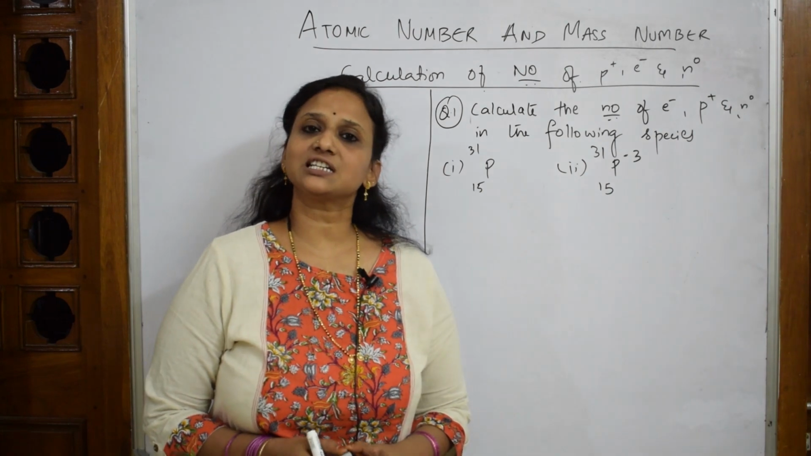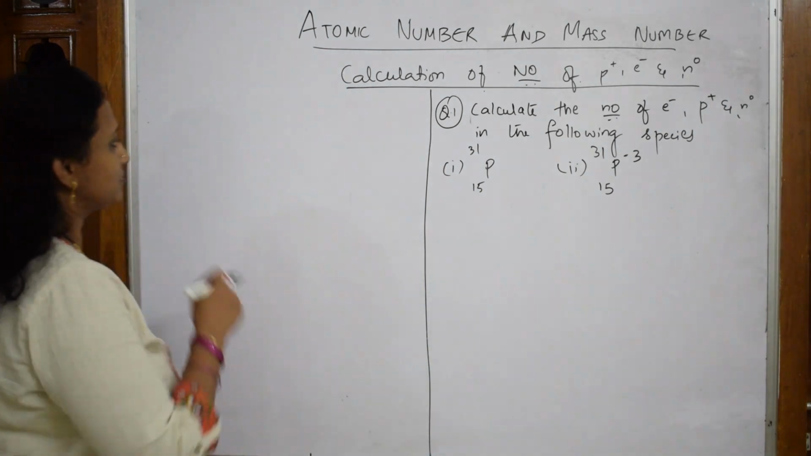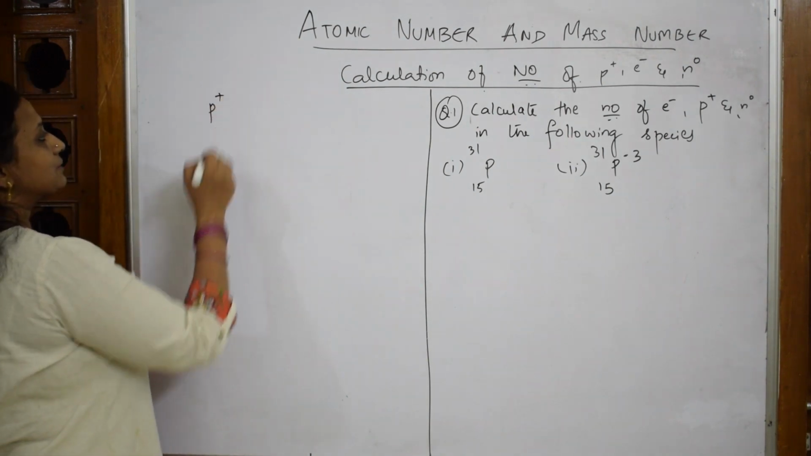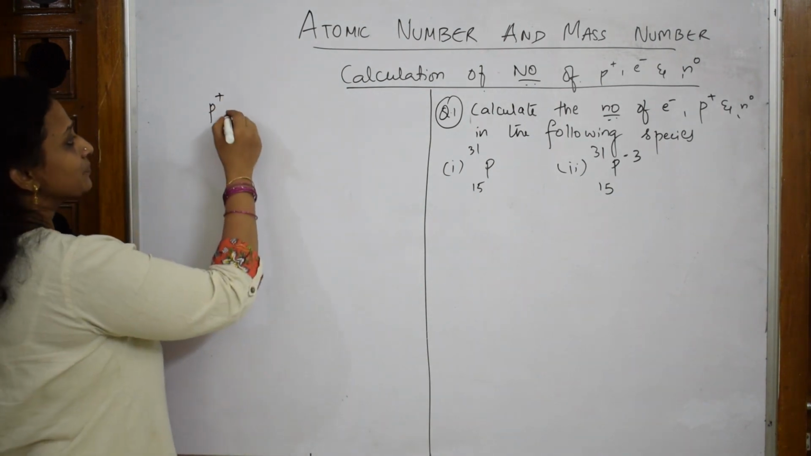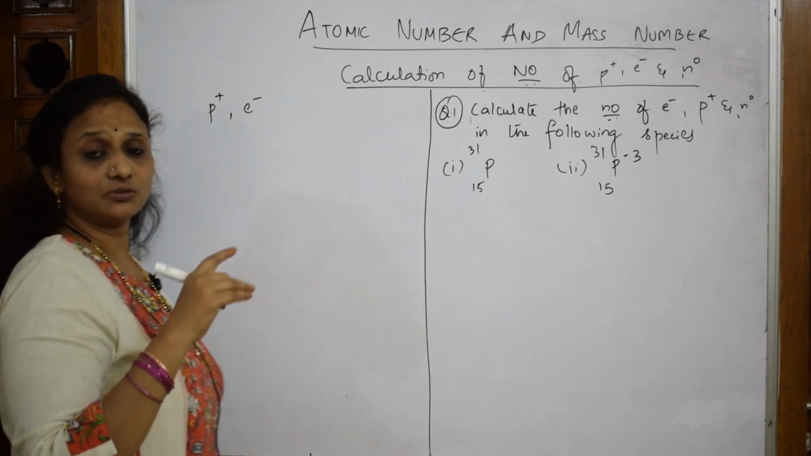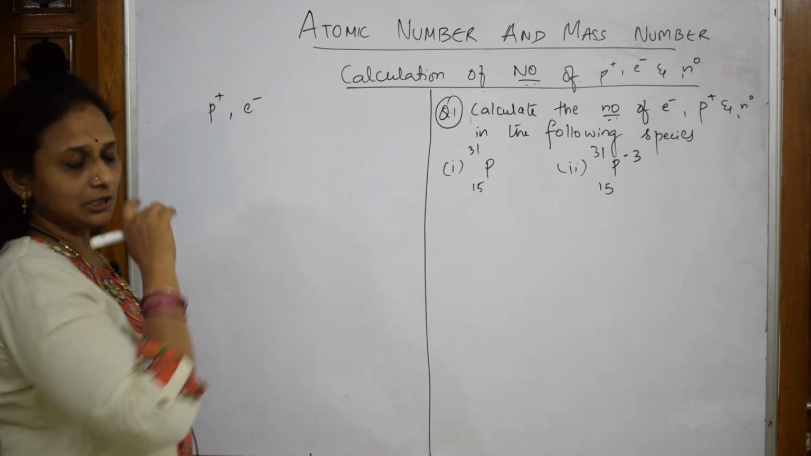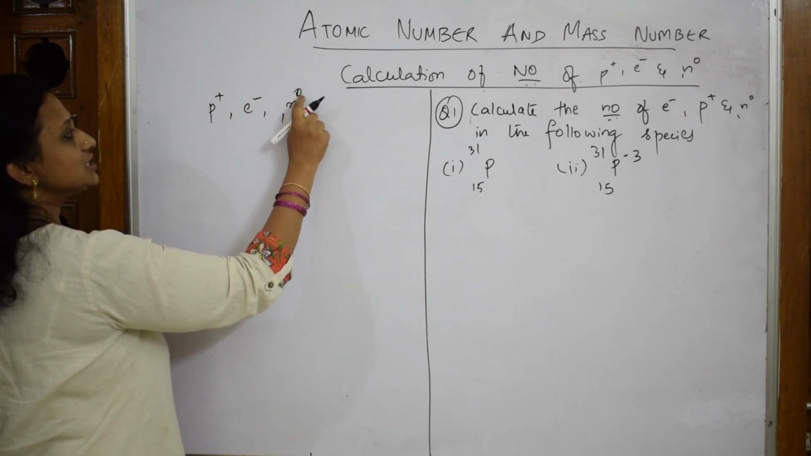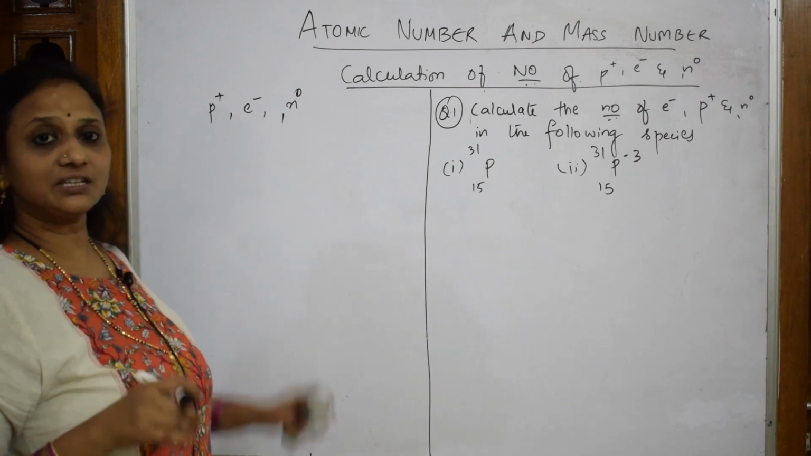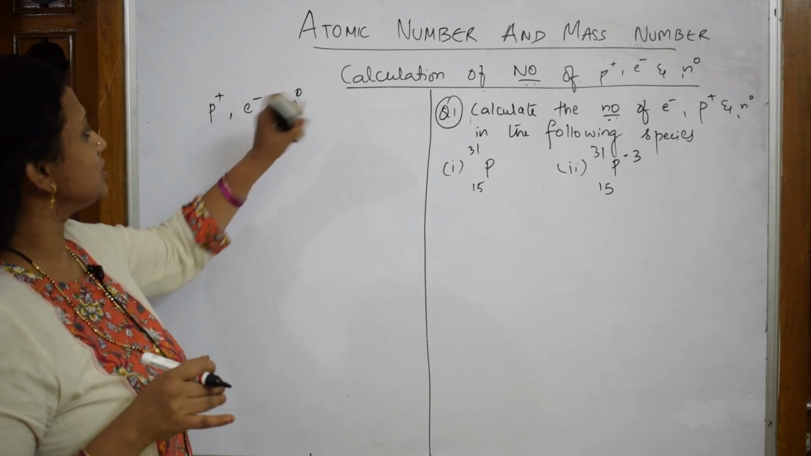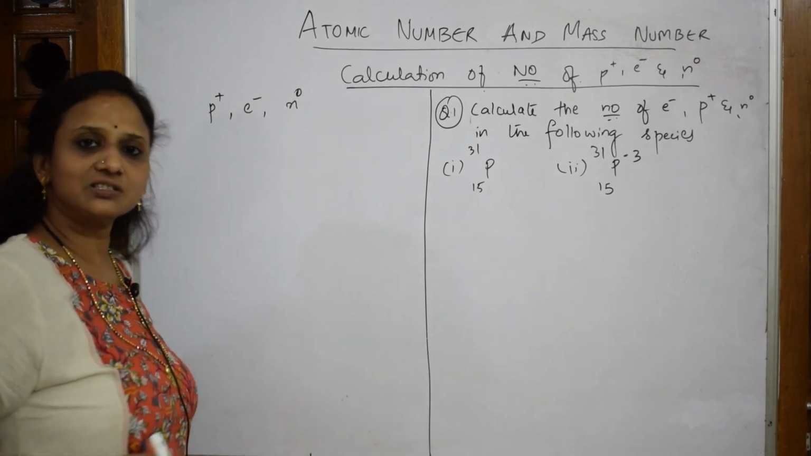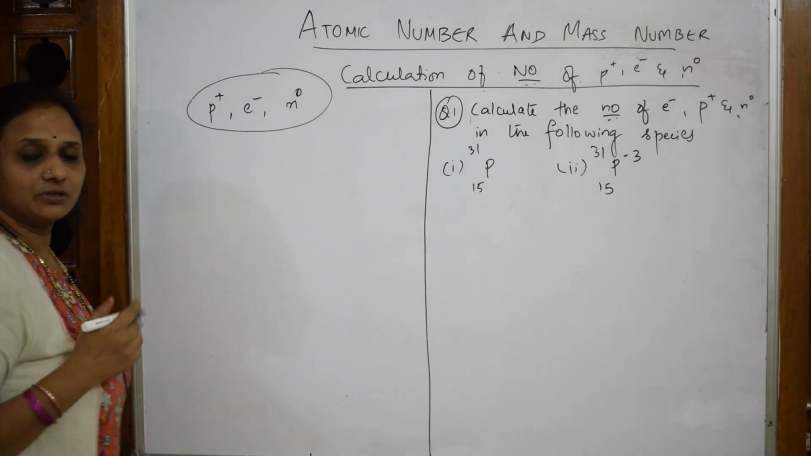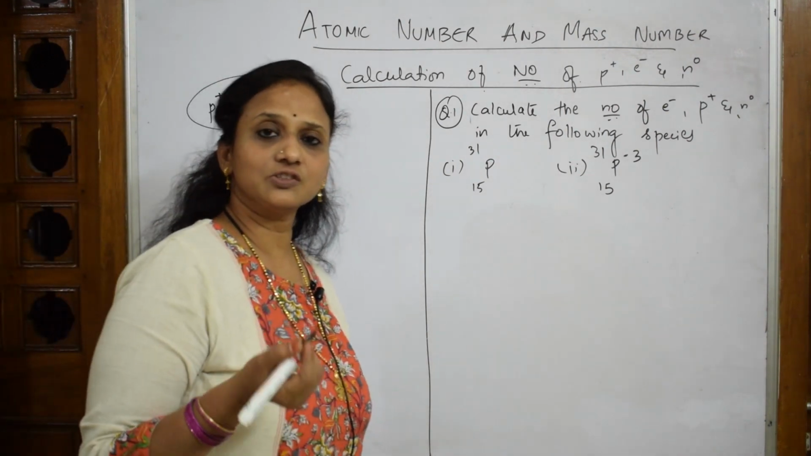Whenever we speak about atomic number and mass number, the first important thing is the subatomic particles which we have studied. Atom contains protons in the nucleus. Atom contains electrons which are revolving continuously around the nucleus, and you have a neutron which is neutral in charge, present in the nucleus. Now in relation with all the three, we are going to learn a concept, that is atomic number and mass number.